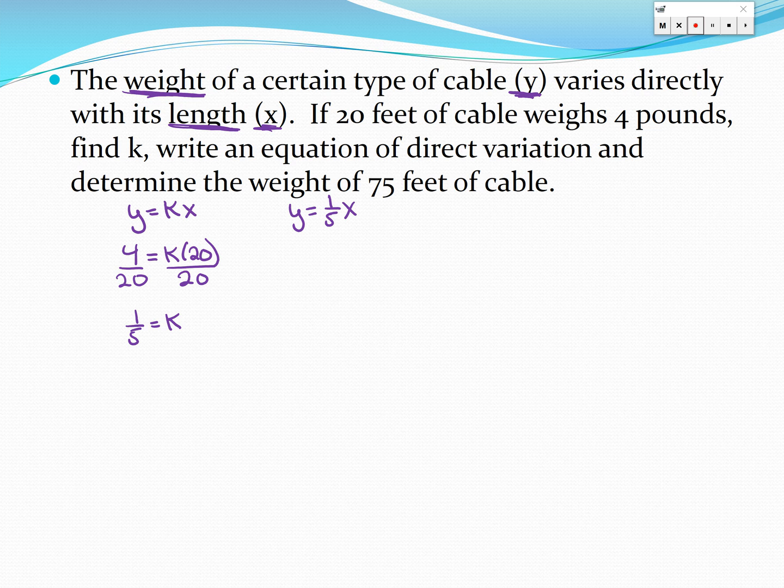So we want to use that equation to determine the weight if our length is 75 feet. So our length is 75 feet. Length is x. So y equals 1/5 times 75. Our y equals 15, and again, I will be looking for the correct label. If y represents our weight, and our weight is in pounds, we need to make sure we label 15 pounds.